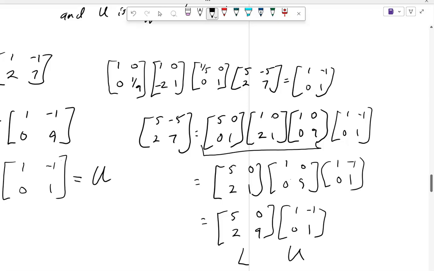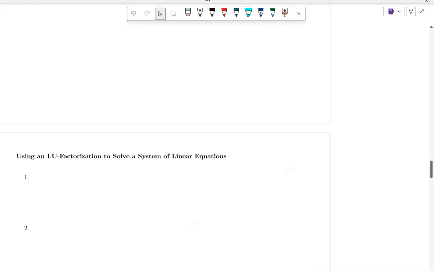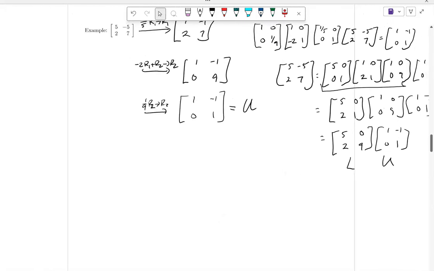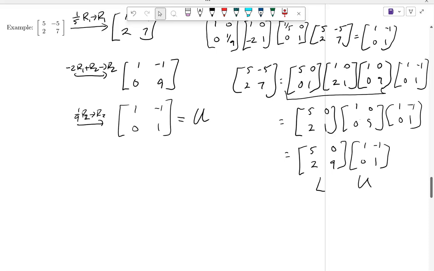That's how we do this, and we'll do another example here in a minute. But that's the sequence for putting this into an LU decomposition. So, how do we use this? Well, let's just do an example using this particular matrix. I might have it lower, but let's do this before I write down the steps.